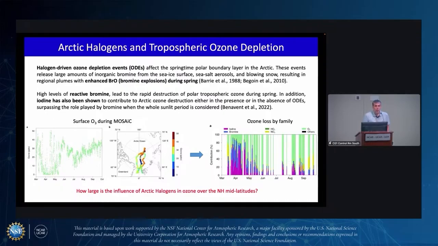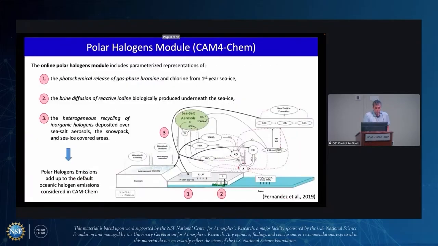So what we wanted to answer was, okay, if that's happening widespread over the Arctic, what's the impact when those air masses go into the northern mid-latitudes? So for doing that, we used the Polar Halogens module we developed a few years ago in CAM4.